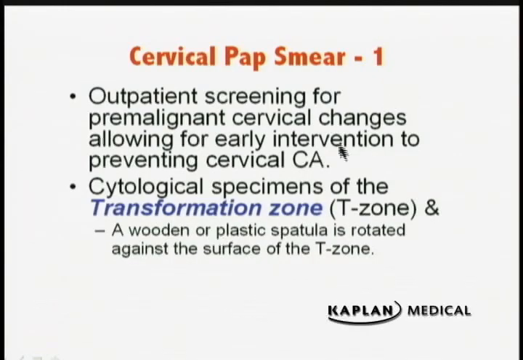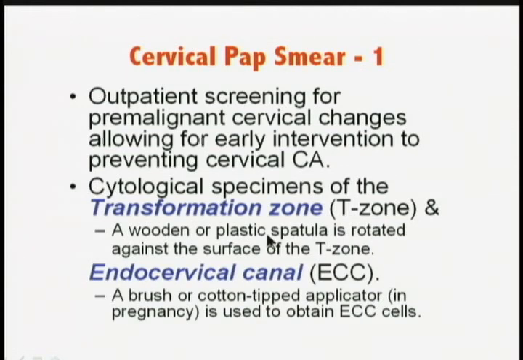The pap smear requires 2 specimens, and these are cytologic specimens. The cytologic looks at the cell morphology, not the histology. So these are scrapings of the external layers of the cervix. The area that we're particularly interested in is the transformation zone, also known as the T-zone. The external cervix, or ectocervix, is scraped using a wooden or plastic spatula, rotated against the surface of the transformation zone. I'll show you what that looks like.